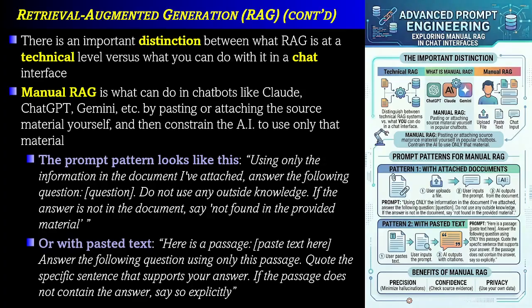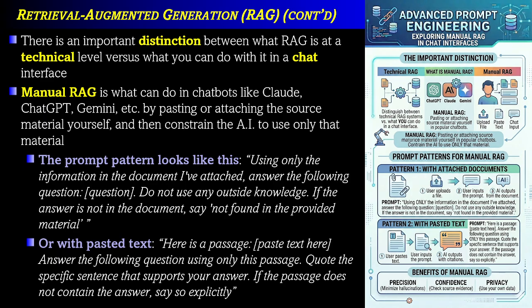There's an important distinction here with RAG, though. There's RAG at a technical level versus what you can do when you are using a chatbot and keeping RAG in mind. So a manual RAG is kind of what we've been describing. This is what you do in chatbots like Claude or ChatGPT or Gemini. When you do that multimodal prompting and attach the source material yourself, or give a specific example and constrain the AI to use only that material. So this is two-part. One is you are using the example, right? But the other part, the first part, is your prompting pattern.